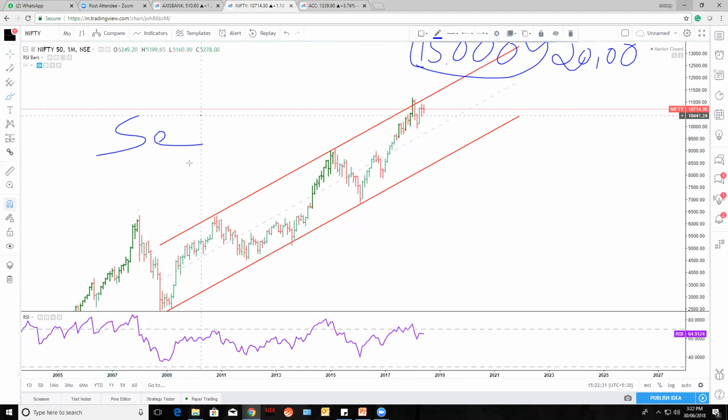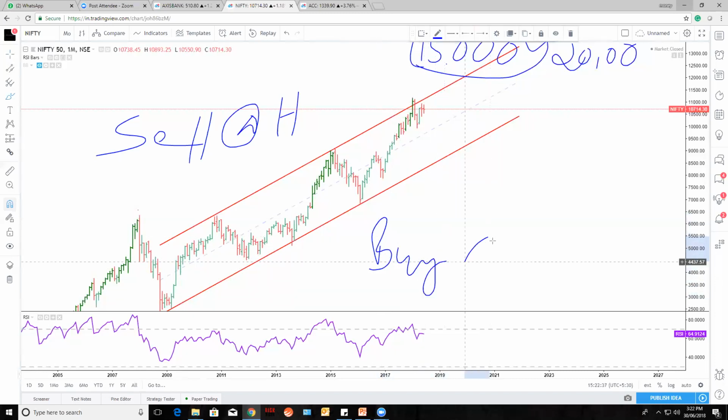Sell at high and buy at low. This is the rule, right? बोलते हैं ना बनिया का दिमाग. What we will do? Sell at high, buy at low.